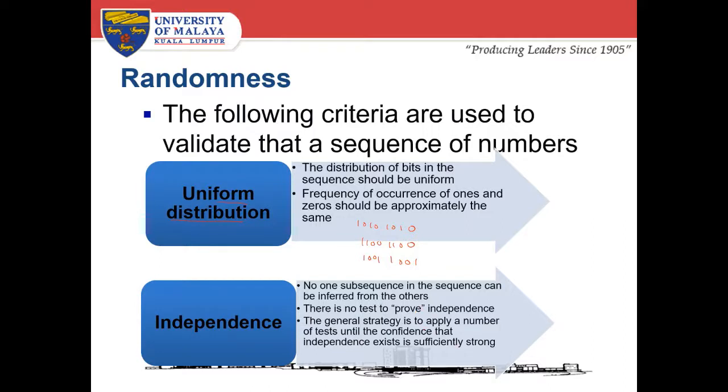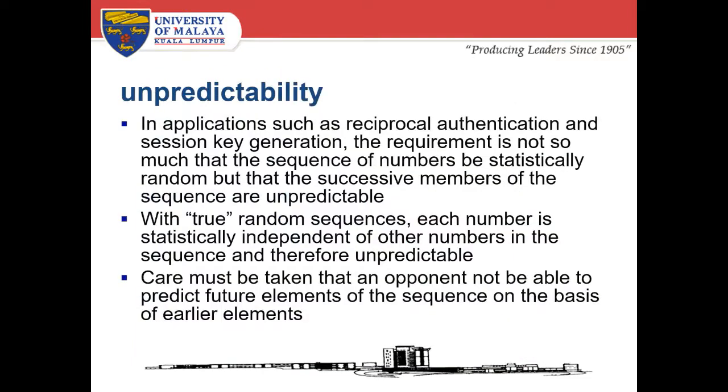The general strategy is to apply a number of tests until the confidence that independence exists is sufficiently strong. There's no single independence test, but you can apply a number of well-known tests until the statistical confidence in the independence of the random numbers is sufficiently strong. Meaning the independence level is really strong. It's not really independent, it's pseudo-random, but it's really difficult to predict the next sequence of output.